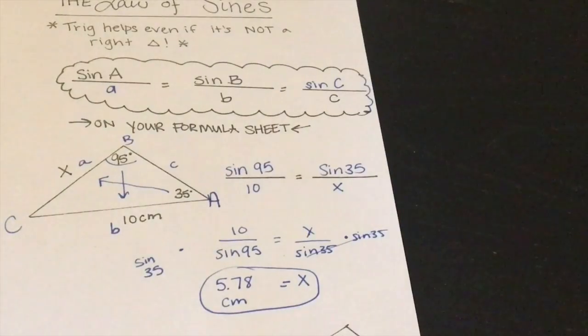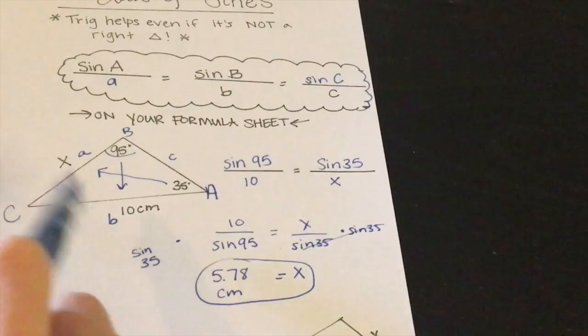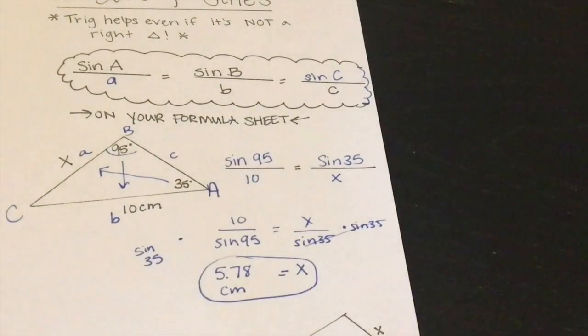So what I've done is, by setting up proportions, even though this is not a right angle triangle, I'm still able to find missing values using this proportional relationship.